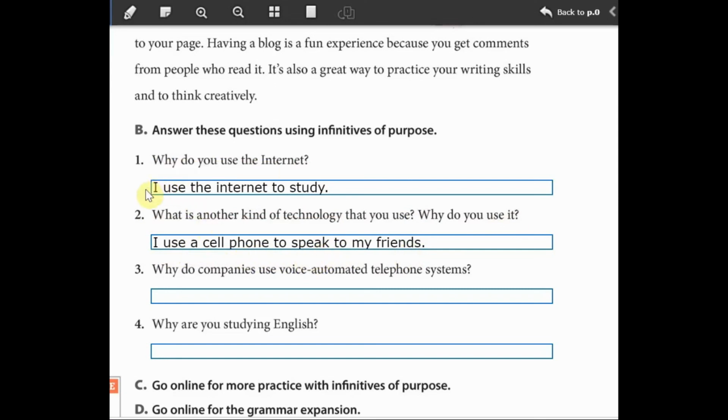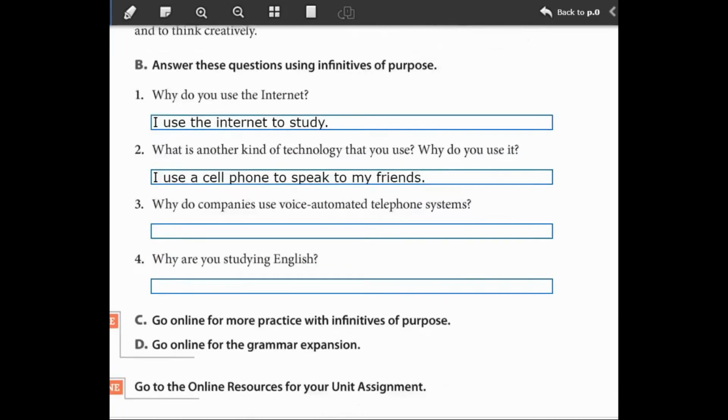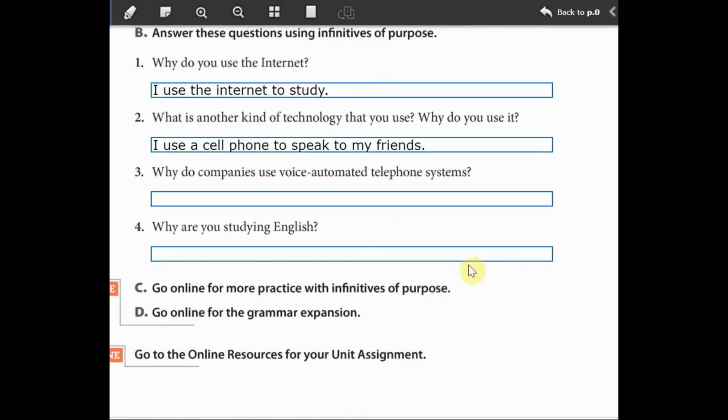Please write your own answers for number 1 and your own answer for number 2, and complete 3 and 4. And write a few sentences to practice. After that, go online to your LMS and practice the activities for your infinitives of purpose.